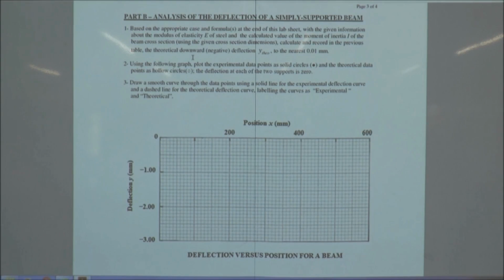To complete part B of the experiment, you need to draw two curves, one for experimental values and one for theoretical values. In other words, after you finish part A, after you determine the theoretical deflections and measure experimental deflections, you need to transfer that data to this graph to plot two curves, one theoretical deflection versus x, and the other experimental deflection versus x.